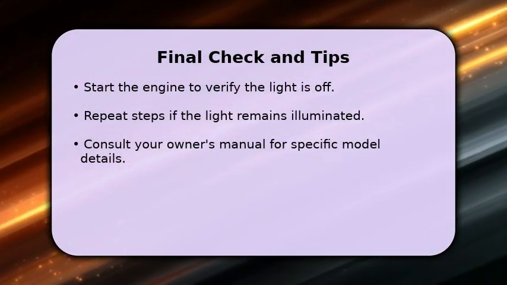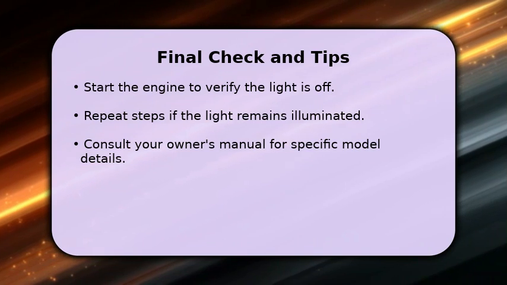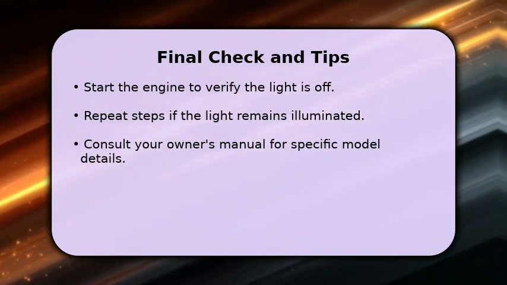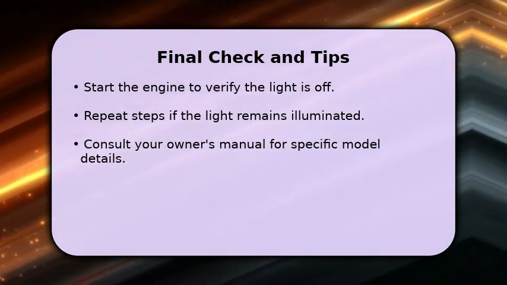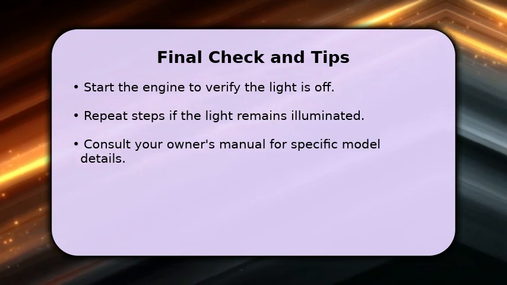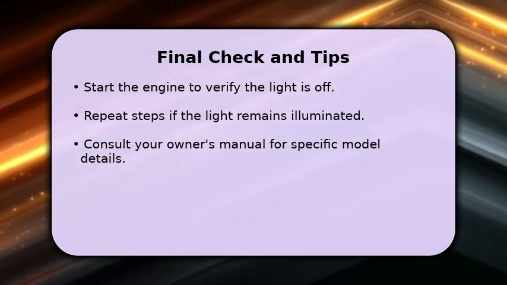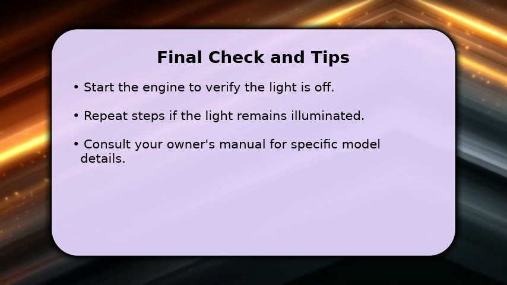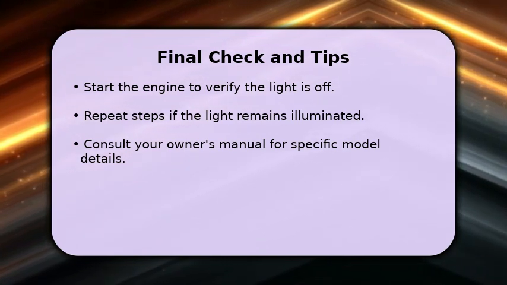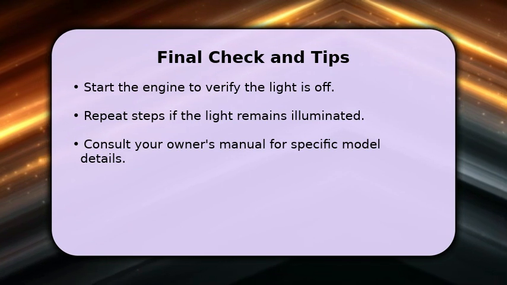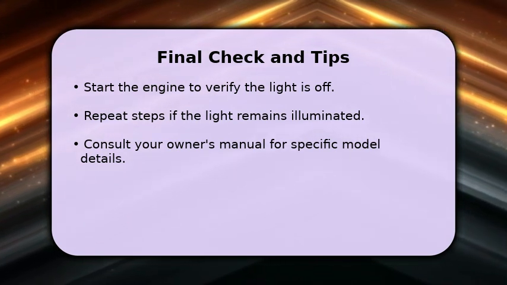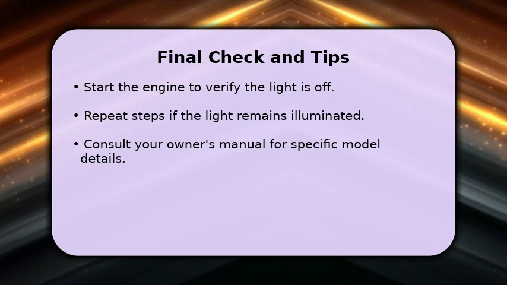Finally, start your Tundra's engine to confirm that the oil maintenance light is no longer illuminated. If the light remains on, simply repeat these steps from the beginning. Remember, these instructions apply broadly to many Tundra models. Always refer to your vehicle's owner's manual for any specific details or variations unique to your particular model year.